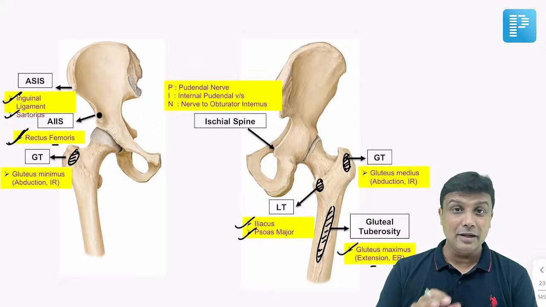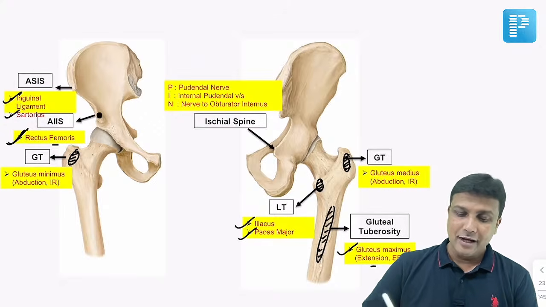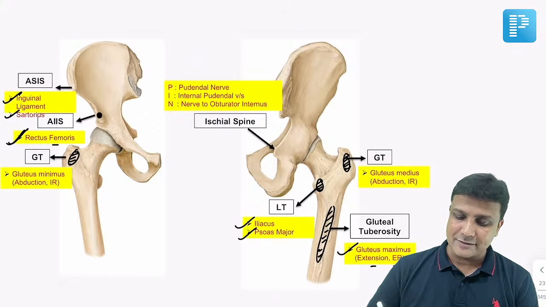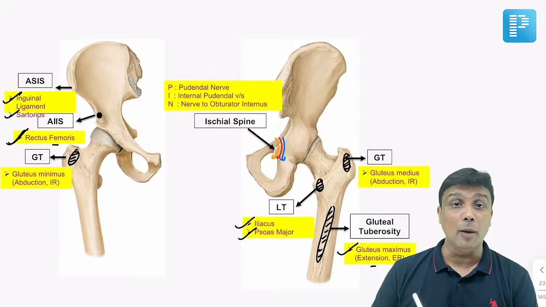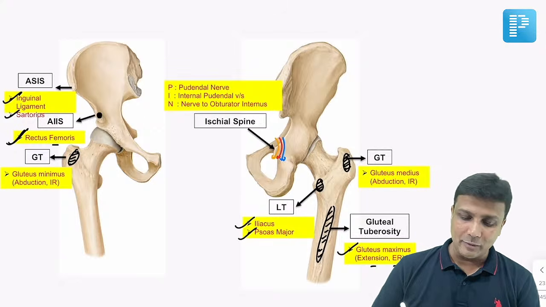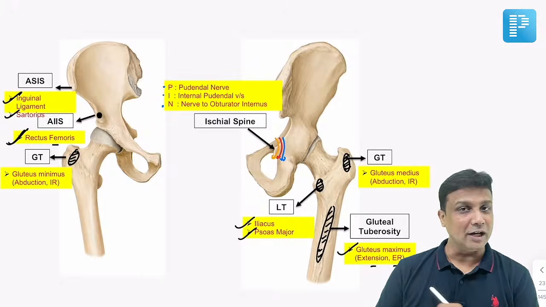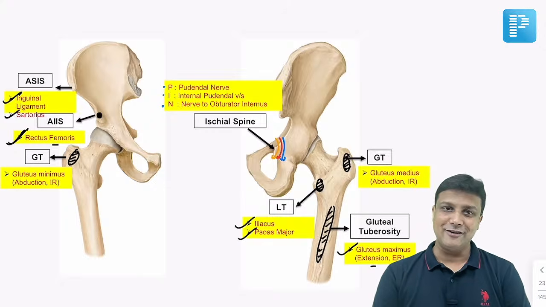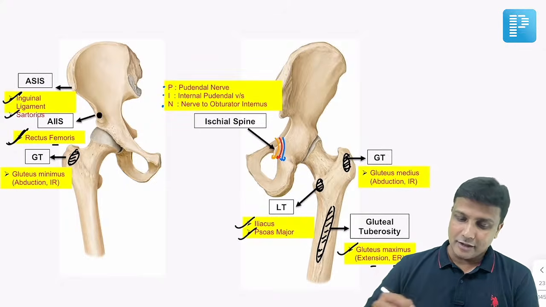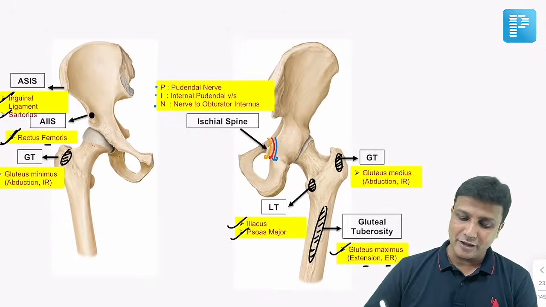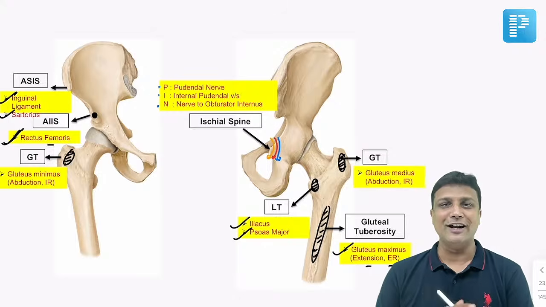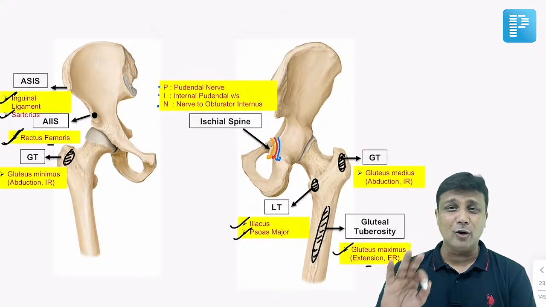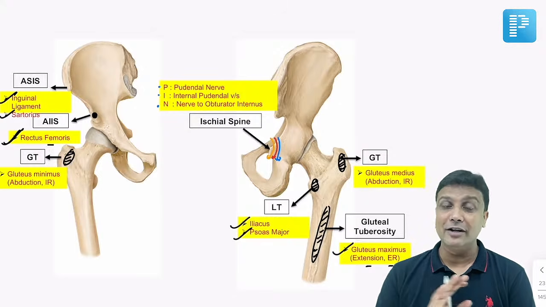And the question I just asked you, which you answered well there: the three structures which are going to take a turn around the ischial spine are the pudendal nerve along with the internal pudendal artery as well as the internal pudendal vein, along with the nerve to obturator internus. We remember this with the mnemonic PIN. I repeat again: pudendal nerve, internal pudendal artery and vein, and then the nerve to obturator internus. All of them take a turn around the ischial spine, and they move from the greater sciatic foramen into the lesser sciatic foramen. I hope all the concepts are covered here. And the attachments at the femur are very much important.